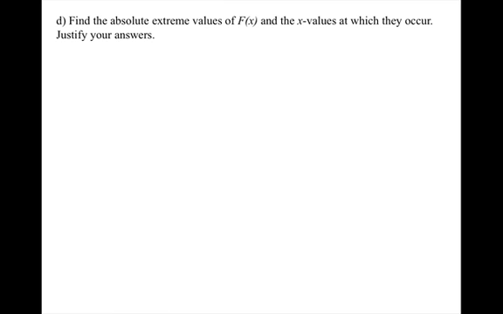All right, for part D, find the absolute extreme values of big F and the x values at which they occur. Justify your answer. Well, we know that absolute extrema can occur at the endpoints or at any of the critical numbers. So that means we need to find the value of big F of x at the critical points and at the endpoints.